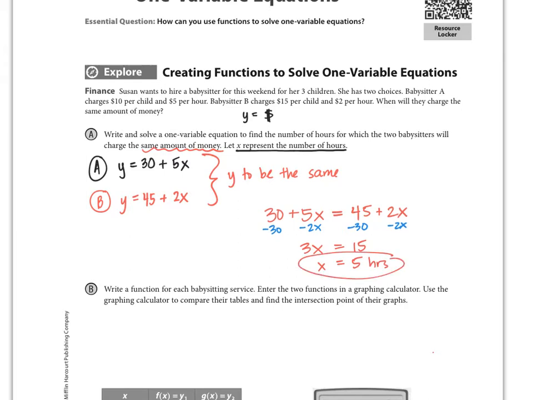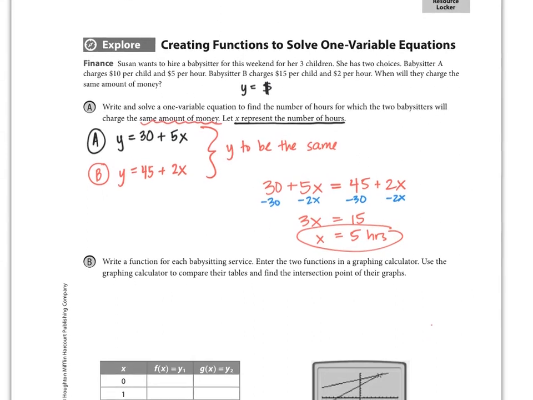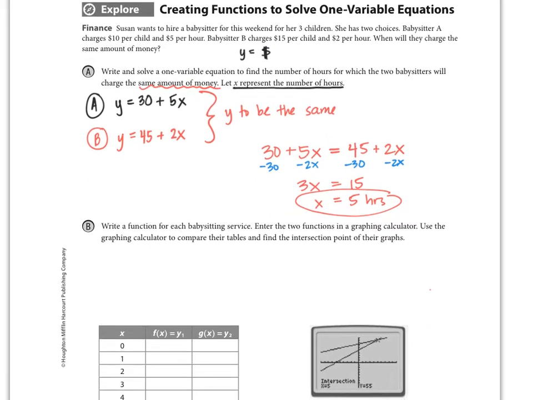So we're going to write a function for each babysitting service. I actually did that already. It's right here, up here. There's A and there's B, right?